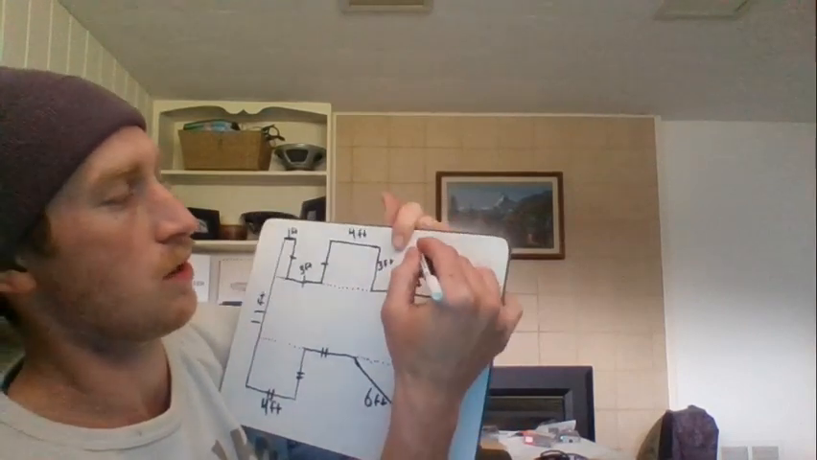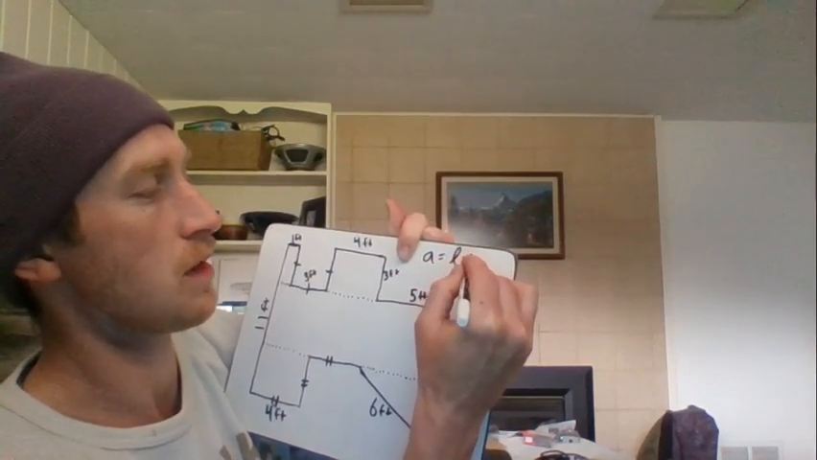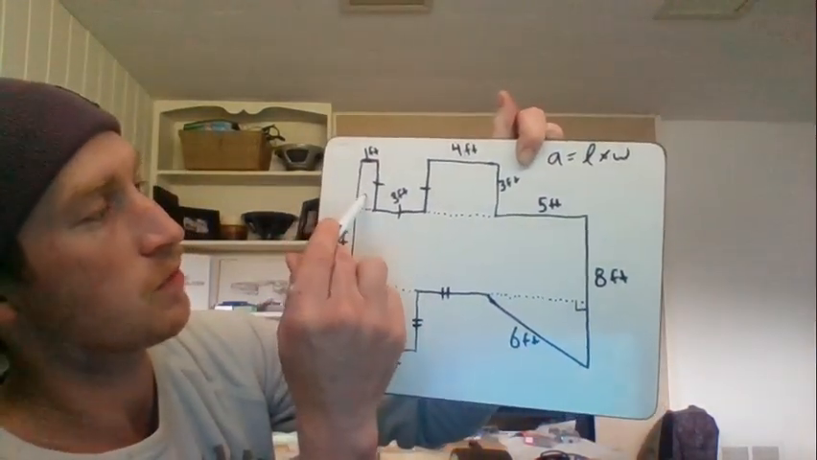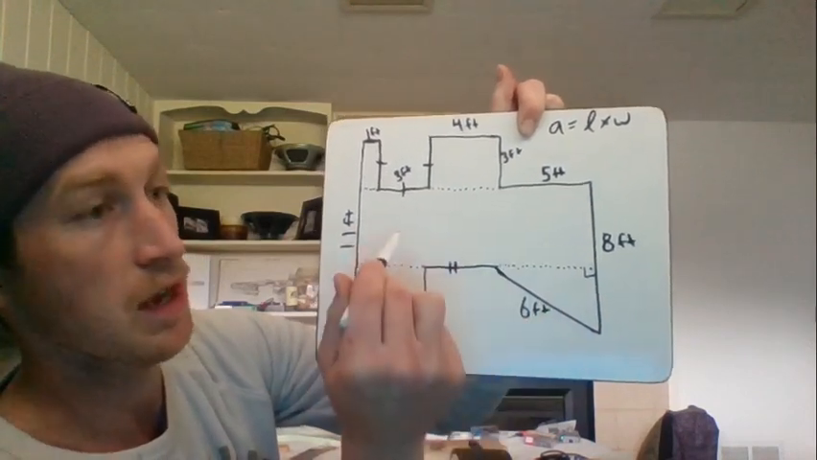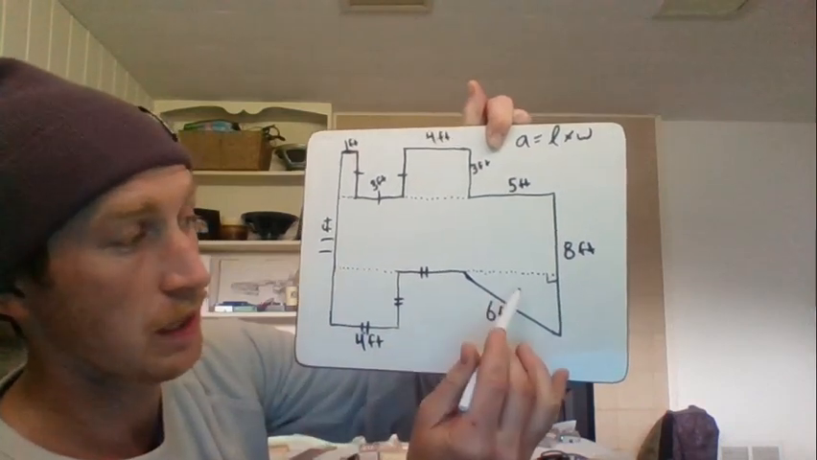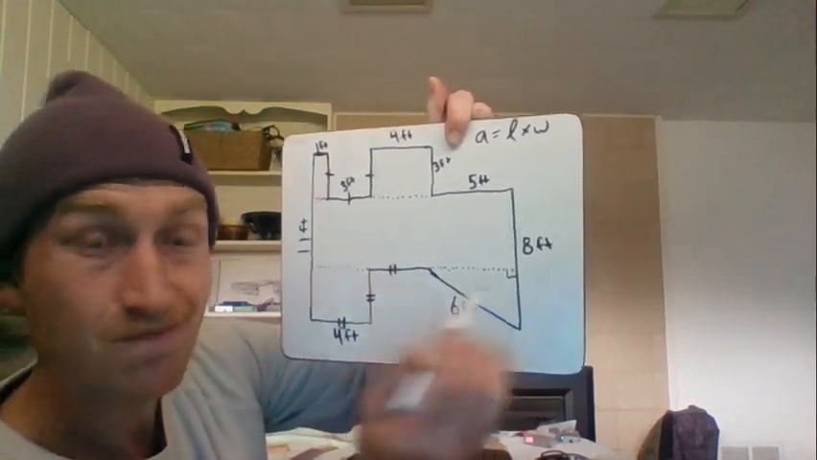For area, we know that it's length times the width. So you'll have to find length times width, length times width, length times width, length times width. Add them all together. Oh, but then you'll have to do this one. Is the area of a triangle length times width?